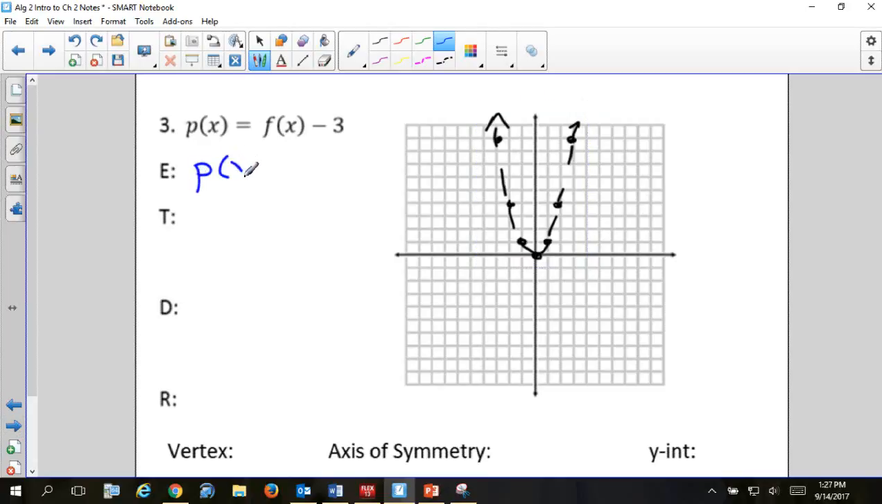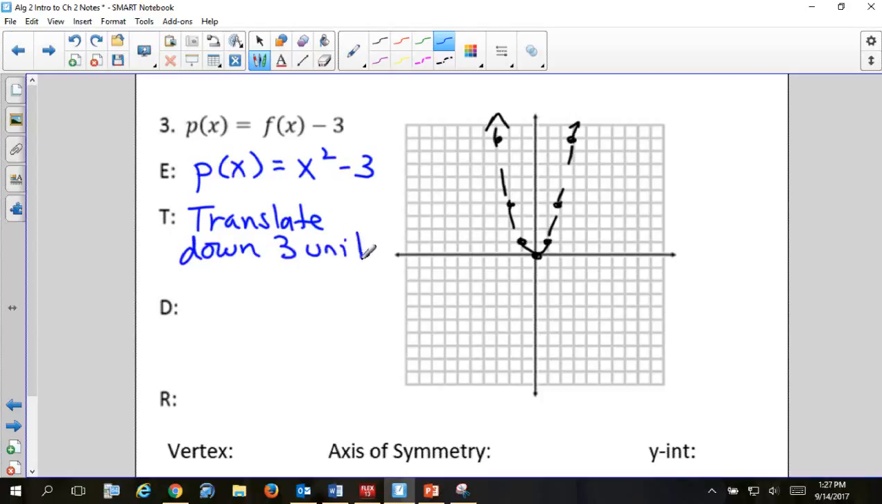P of x, what is our parent function? X squared take away 3. So what transformation is that? Translate down 3 units. Good. So graphically, what am I going to do to each point? Go down 3, each point on the graph.